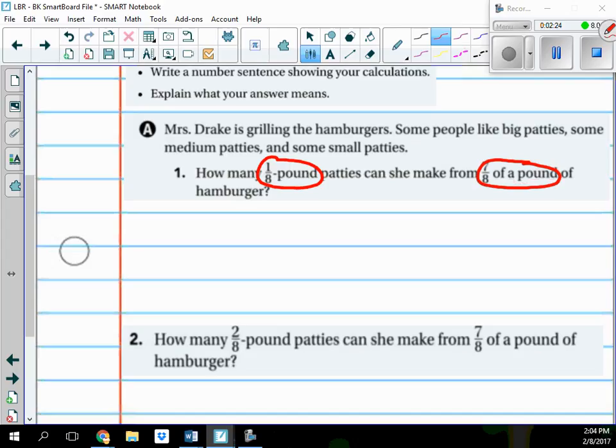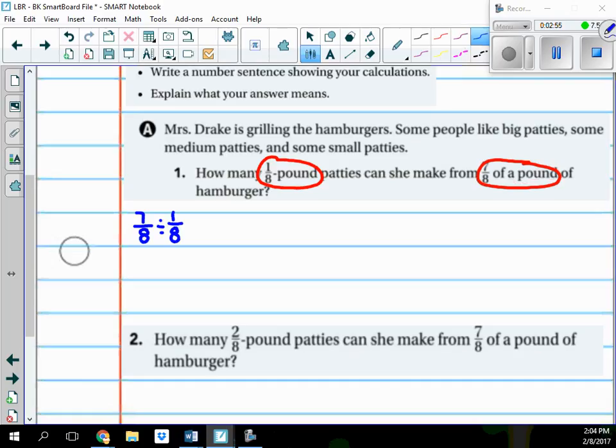So, what is our number sentence going to be? Have a real quick conference with the person next to you. What's your number sentence going to be? Kayla, what would your number sentence be? 7/8 divided by 1/8. That sounds fantastic. We have our whole of 7/8 divided into pieces that are the size of 1/8.